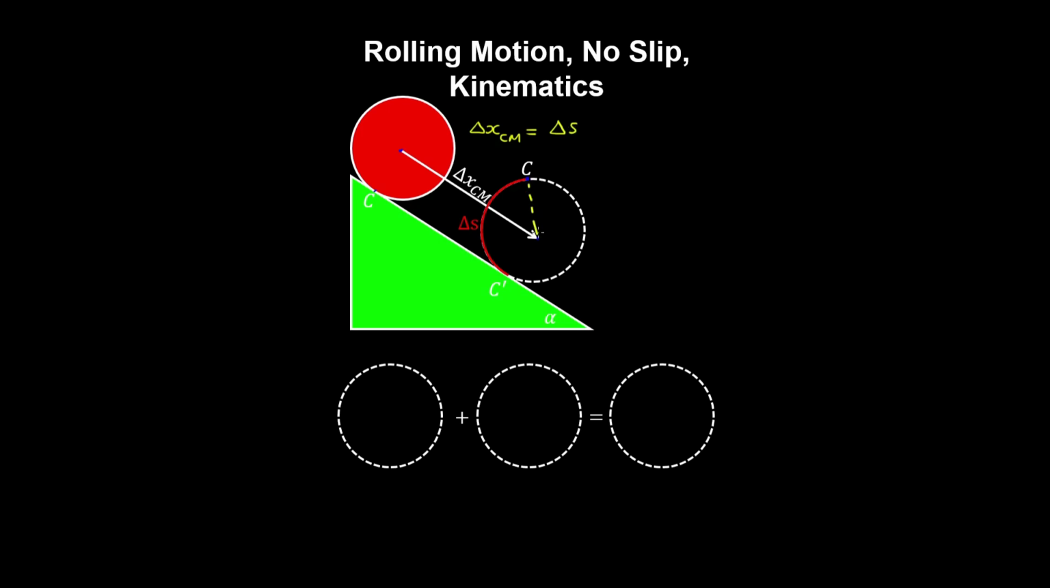And delta S can be determined using the arc length formula, where the change in angle is d theta. And then dividing through by delta t, and then taking the limit as delta t approaches 0, we have a relationship between the velocity of the center of mass and the rotational velocity at the contact point, and that's equal to the radius of the disk times the angular velocity. And if we differentiate this with respect to time, we obtain a relationship between the accelerations.